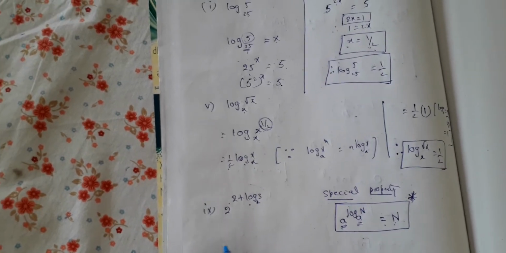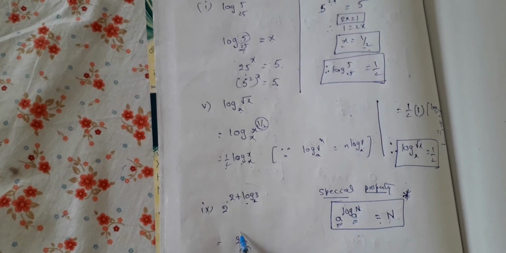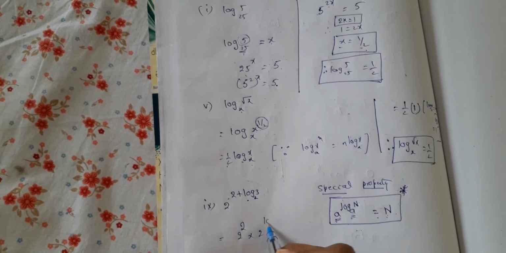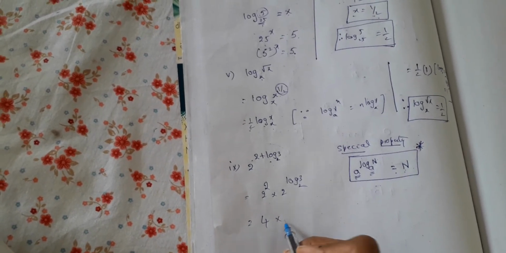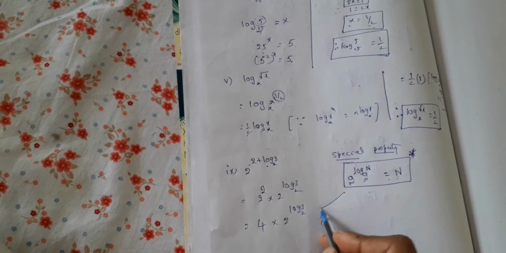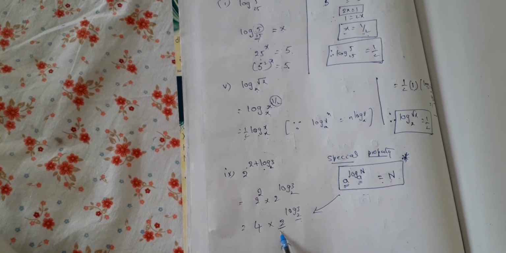Right, so this problem can be written as, see, 2 power x plus y is 2 power x into 2 power y, is it not? So 2 square into 2 power log 3 base 2. Basic powers and exponents properties. 2 square is 4 into 2 power log 3 base 2. Based on this property, the bases are the same, so this whole thing will be equal to 3.